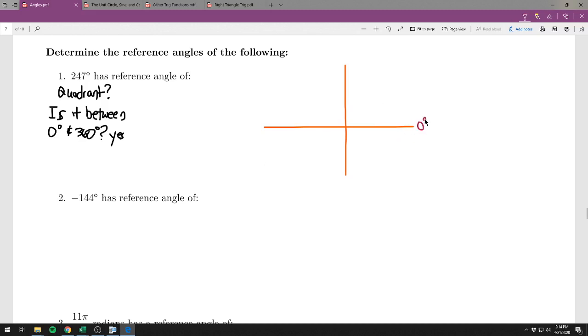So remember, this is 0 degrees. Then we go up to 90. Then over to 180. It goes up by 90 every time. Then 270. And then 360. And you can see since it is between 0 and 360, we can draw a little section for it. It's between 180 and 270. Just kind of draw something in there. It doesn't have to be very precise. But we could say 247 is somewhere like this. It's in quadrant 3 because it's between 180 and 270.